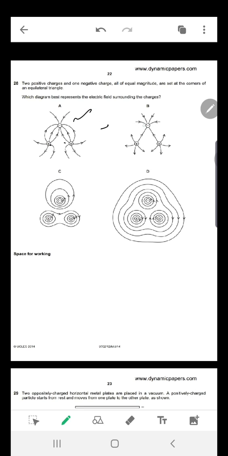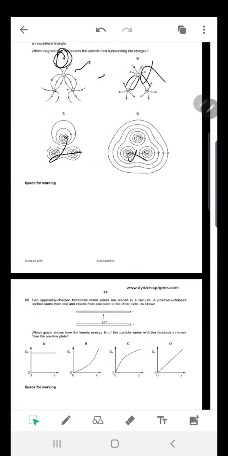This is correct, and this is negative. So we know it has more lines. It can't be like this. So this is not correct, and this is completely wrong. So A is the correct answer for this. Okay. Now let's do the next question.